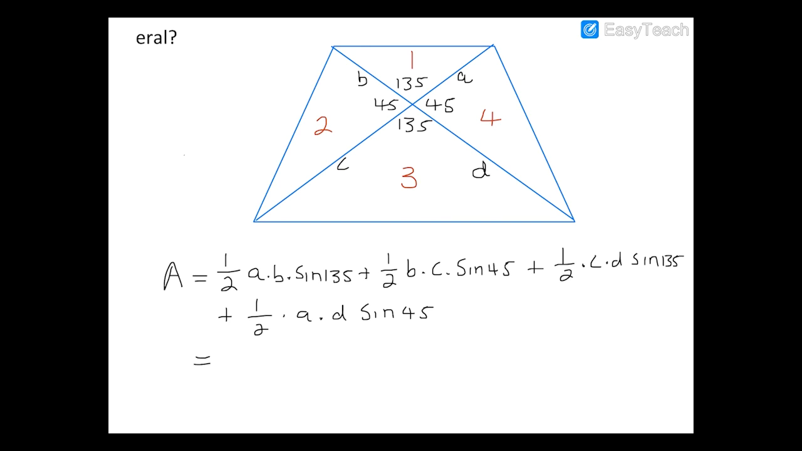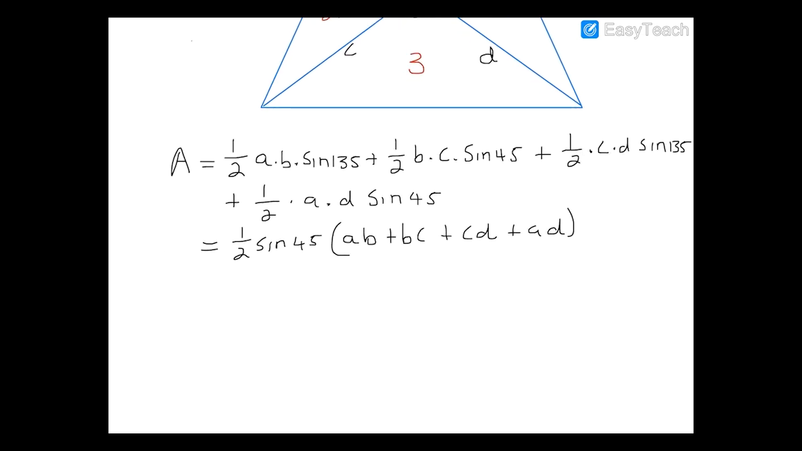This means we can take out half sine 45 as our highest common factor, and we are left with AB plus BC plus CD plus AD. Okay, so let's simplify this further. This is equal to a half multiplied by 1 over root 2, that's sine 45, a special angle. Now here we will group.